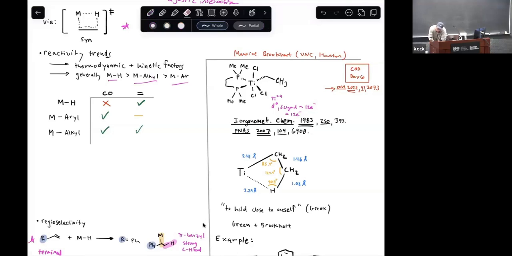And so in that case, what can happen? Well, you have this tethered ethyl group. And from this tethered ethyl group, the metal wants to find electron density anywhere it can get it. And it's willing to even dance with a CH bond.